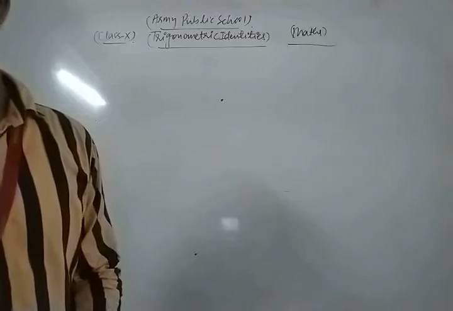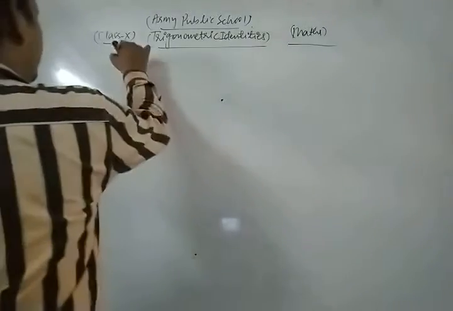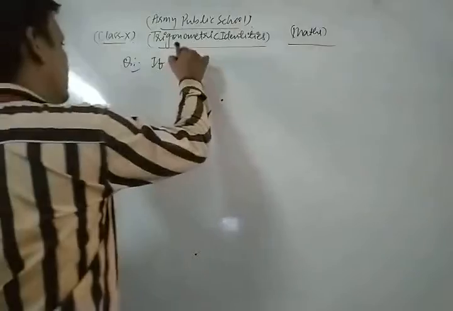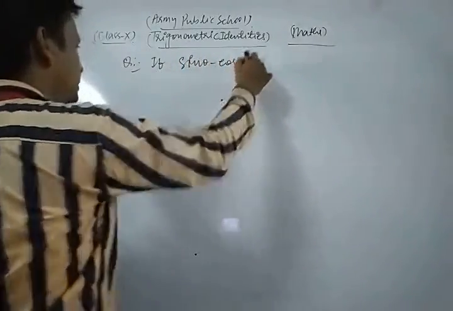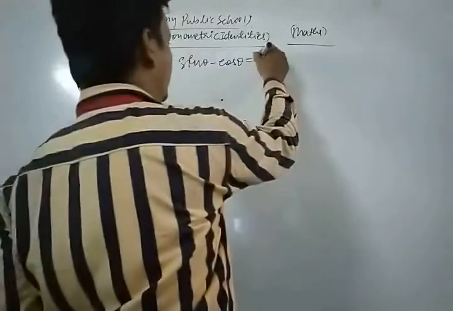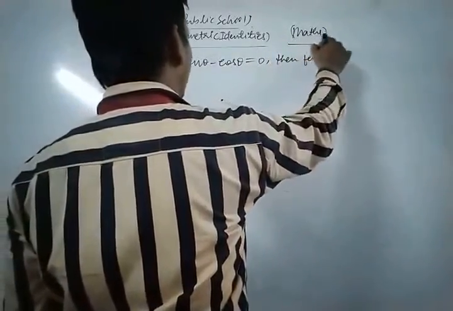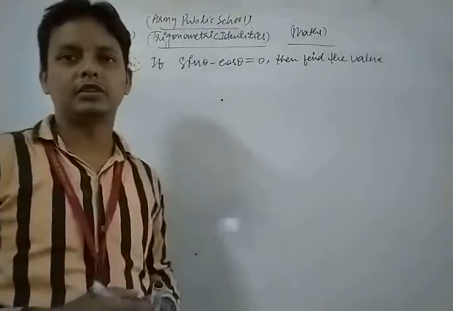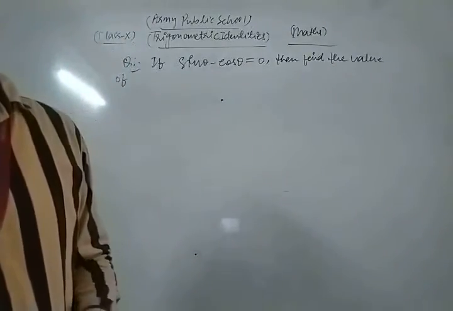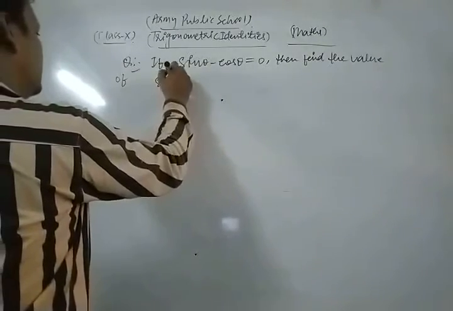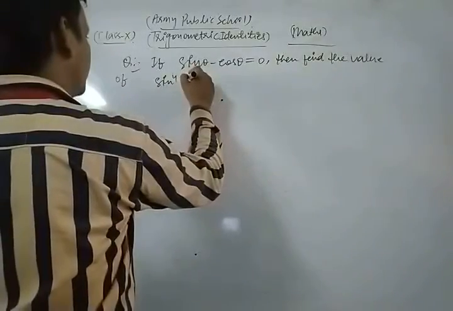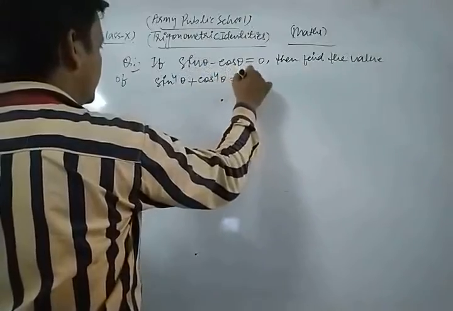Your question is: if sin theta minus cos theta is equal to 0, then find the value of sin to the power 4 theta plus cos to the power 4 theta. So let's see its solution.